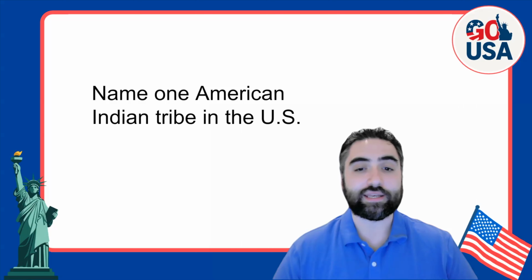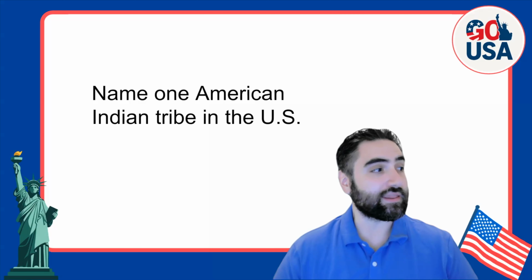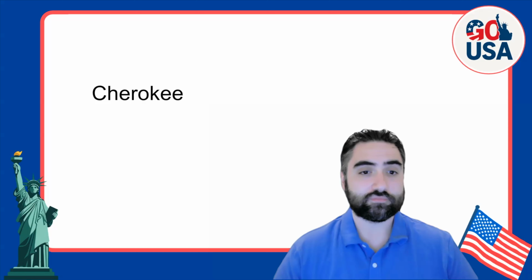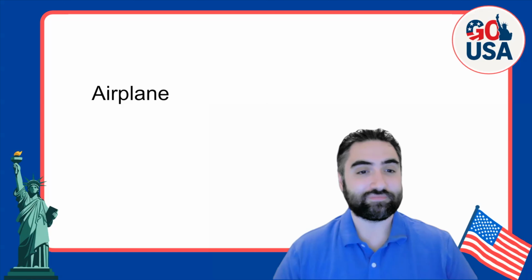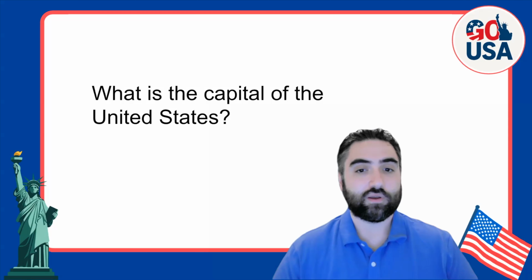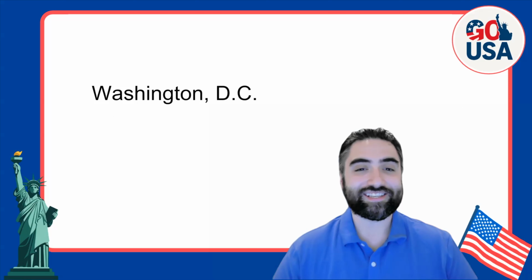Name one American Indian tribe in the U.S. Cherokee. Name one example of an American innovation. The airplane. What is the capital of the United States? Washington, D.C.